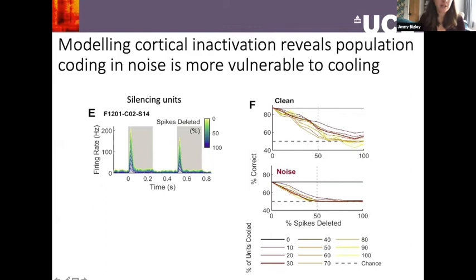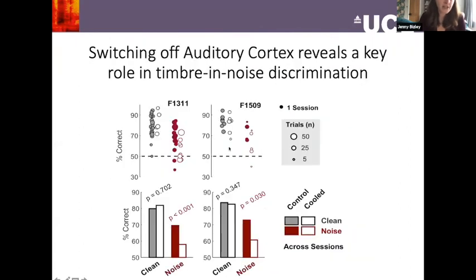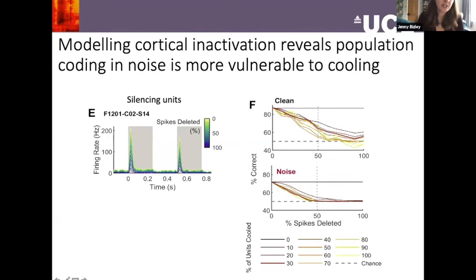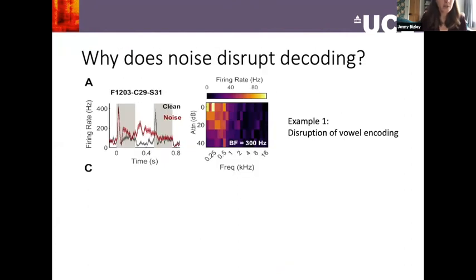So you can see that in the clean conditions, our population decoder can actually do quite well with a reasonable proportion of neurons inactivated. So we believe that we may see a deficit in this case if we were able to really silence the whole of primary auditory cortex, or even the whole of auditory cortex. Whereas in noise, the population representation itself is much more fragile, so disrupting even a small proportion of the neurons is problematic. So how does noise disrupt decoding?